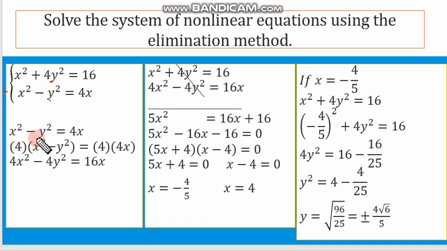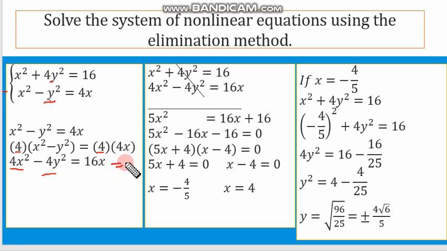So, x squared minus y squared is equal to 4x. Again, our goal is to make the y squared into negative 4y squared to eliminate the y variable. The best multiplier for that is 4. We will multiply both sides of equation number 2 by 4. So 4 times x squared is 4x squared. 4 times negative y squared is negative 4y squared. 4 times 4x is 16x.